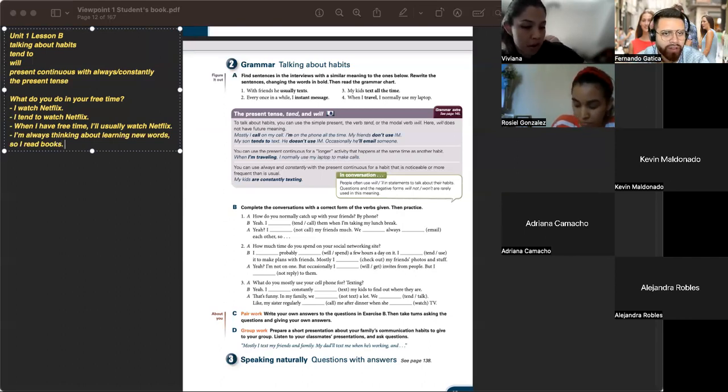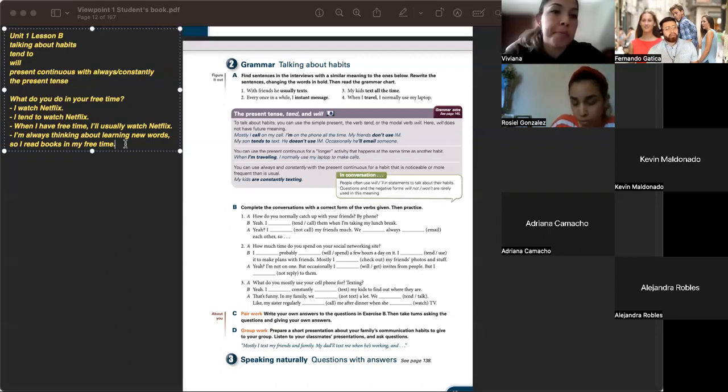I'm always thinking about learning new words, so I read books in my free time. Whenever we use the present continuous with always or with constantly, it means that we're talking about a habit that is noticeable or more frequent than usual. Everybody thinks about learning new words, but not all the time. Or maybe not a lot.